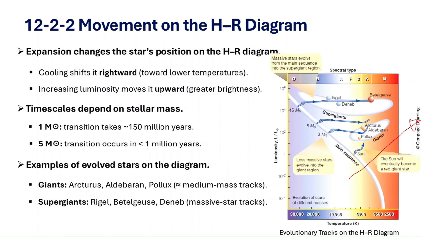Now to summarize, expansion and cooling move stars upward and to the right on the HR diagram. The speed of this movement depends on mass, and we can actually identify real stars along these paths.